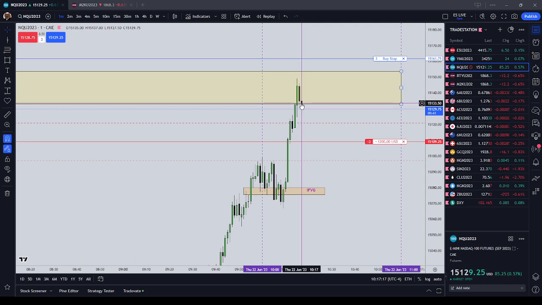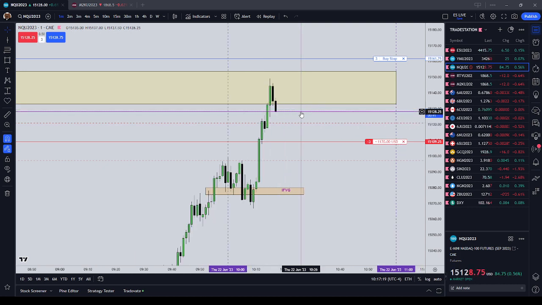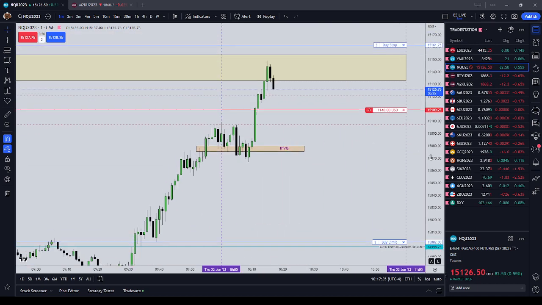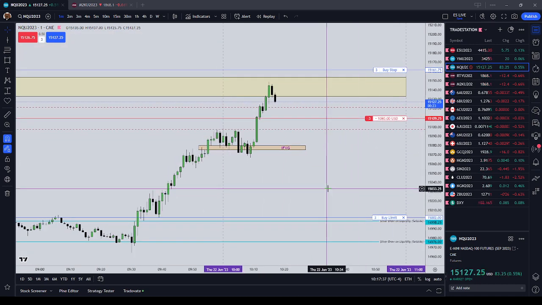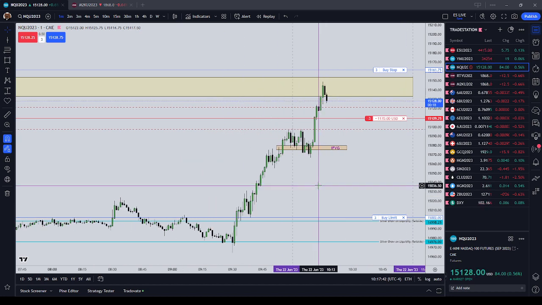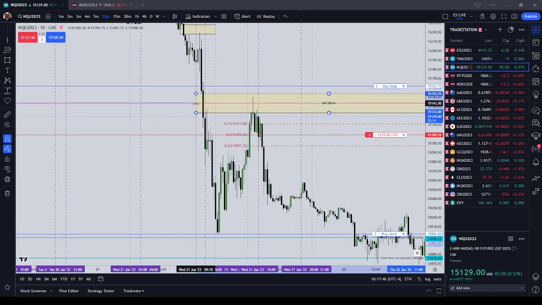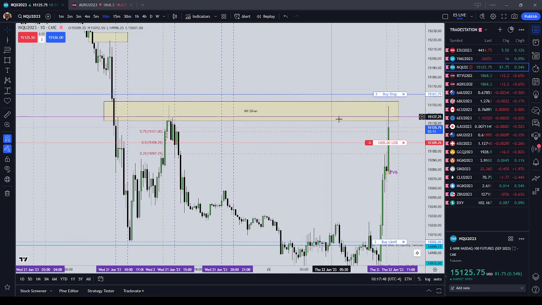Okay, so I need to see these two candles could become an order block if we trade below this first candle's open. So if we trade below 117 spot 75, these two up close candles would then become an order block. So if you're wondering why I have the yellow box, it's because of this fair value gap here, right over here.